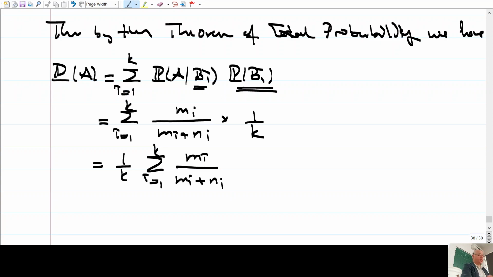Yeah, here I guess one has to use a different notation to distinguish. Okay, let me think about it.